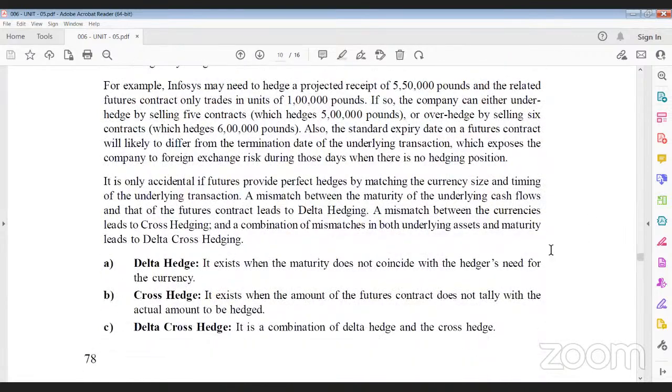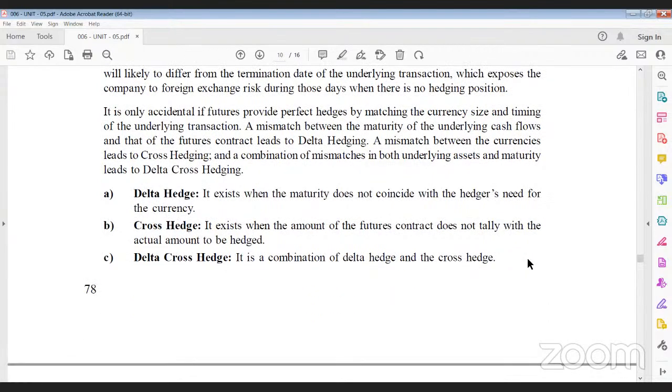Now we have some underlying mismatches, because of which the maturity of the underlying cash flows and the future contracts leads to some other types of hedging, which we call delta hedge, cross hedge, and delta cross hedge.